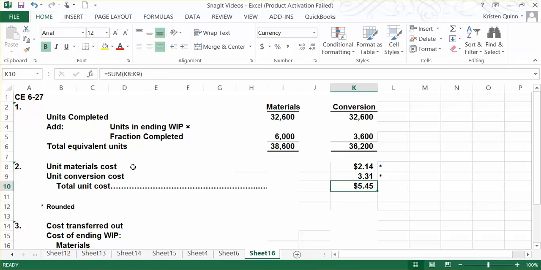So in total, for any completed unit, it cost us $5.45.